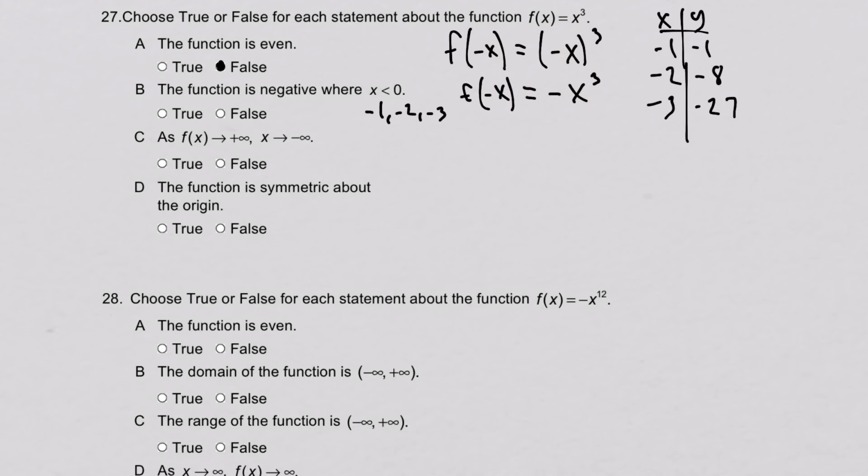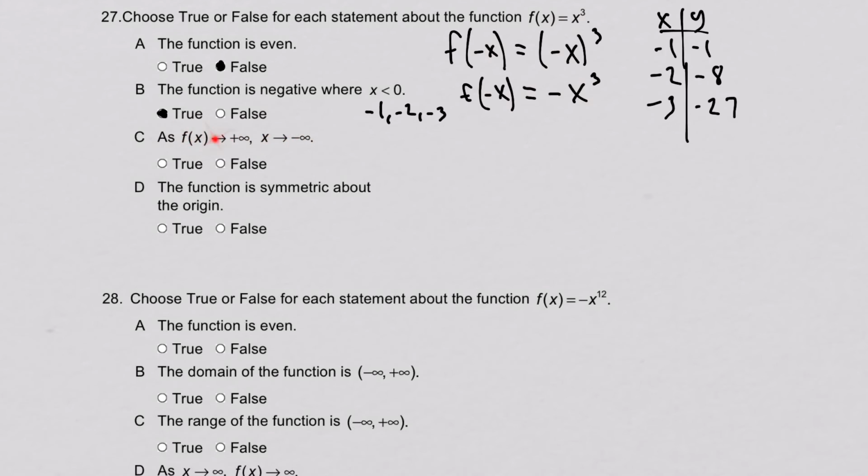So that part is true. You'll get a negative. Okay, part C. Notice the way that this is written. It says, as the function f of x approaches infinity. That's what this means. As the function approaches infinity, then x approaches negative infinity.